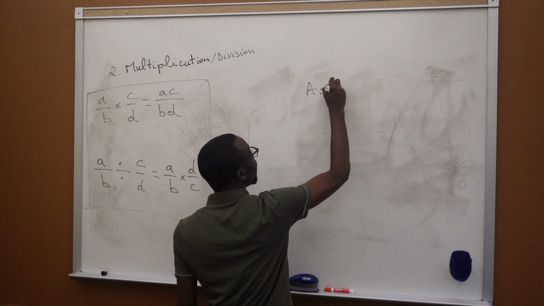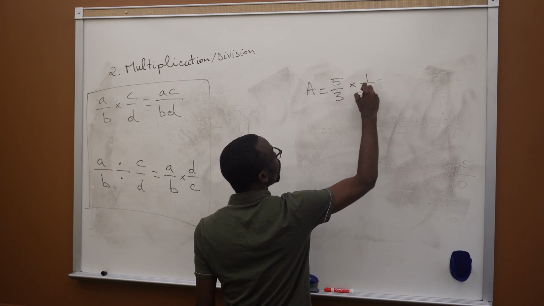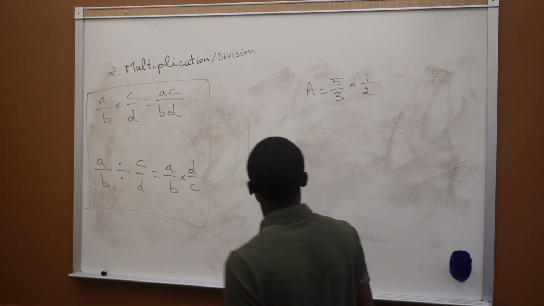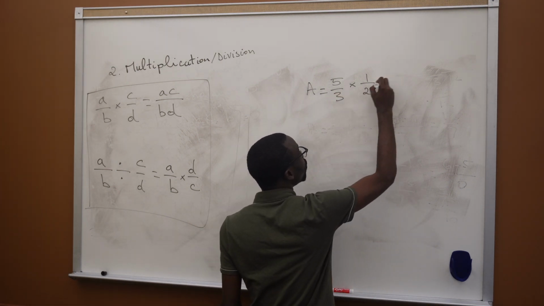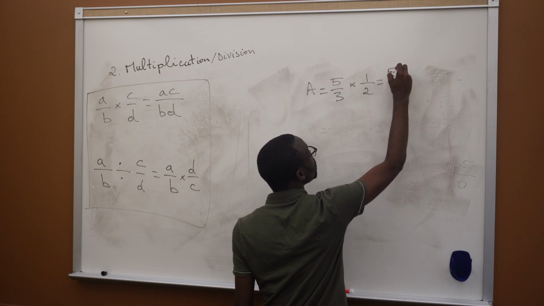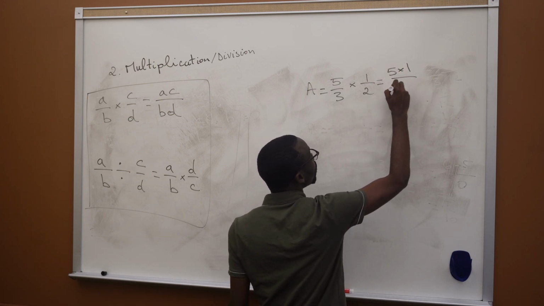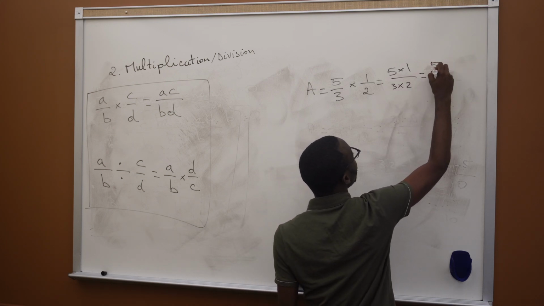Let's say I have 5 over 3 times 1 over 2. I want to multiply these two fractions. I will multiply the top with each other, 5 times 1, over, I multiply the bottom with each other, 3 times 2, which is 5 over 6.